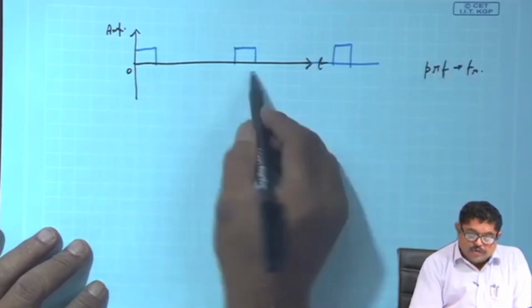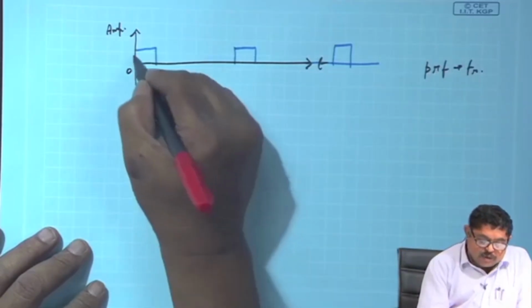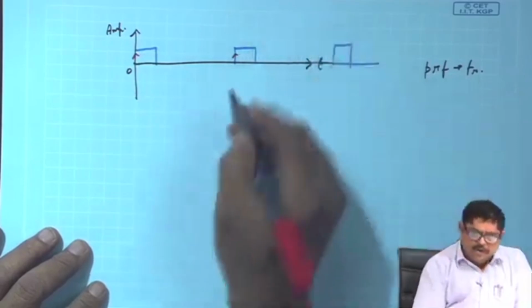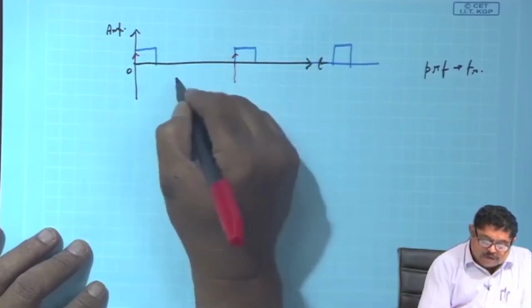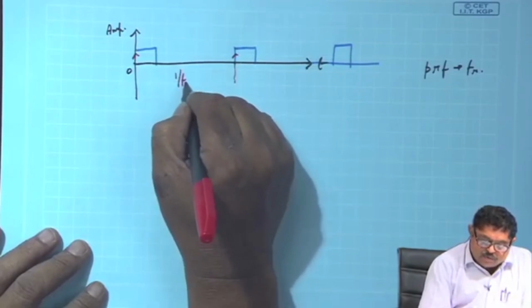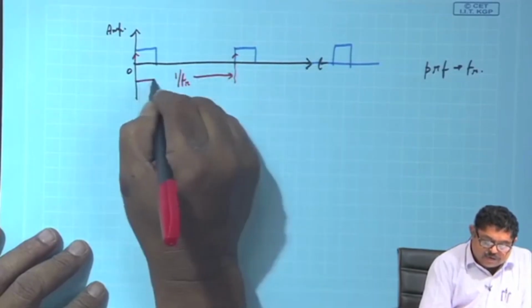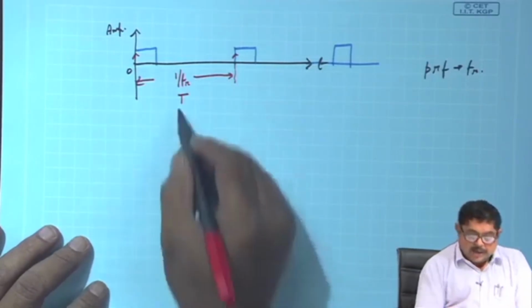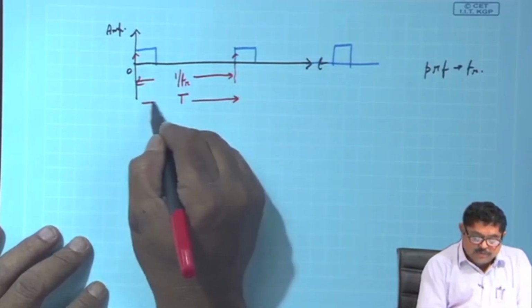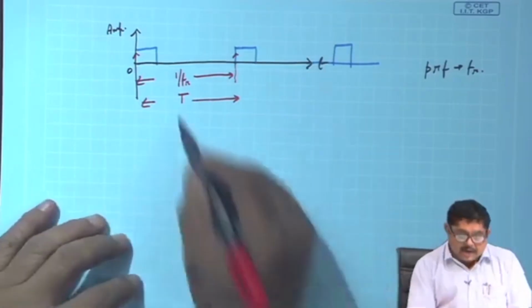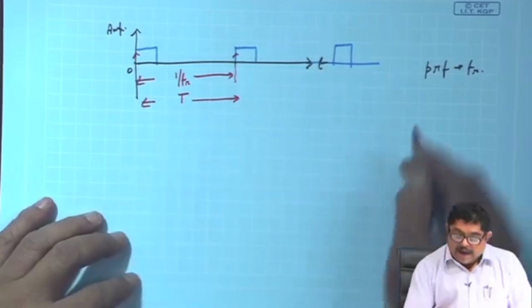So what is the time between pulses? This is my reference point, let us say. It can be in the middle, but for understanding, this time is 1 by FR. Sometimes we also use capital T for this same time, but FR is usually specified by the radar. T is called PRI.